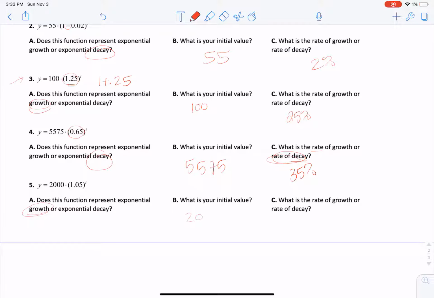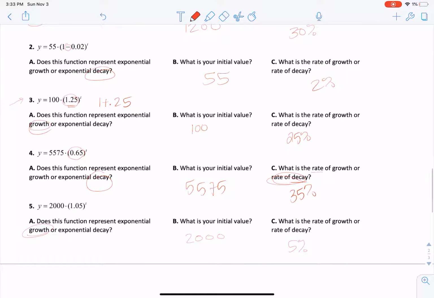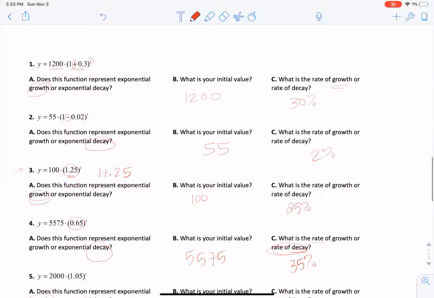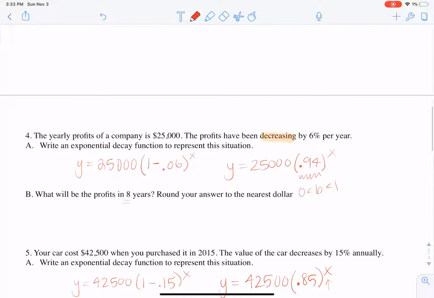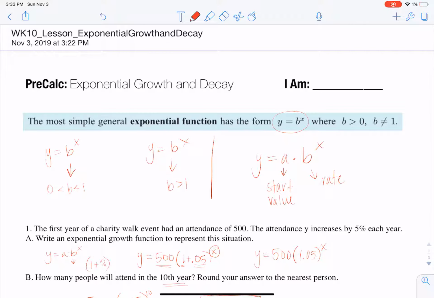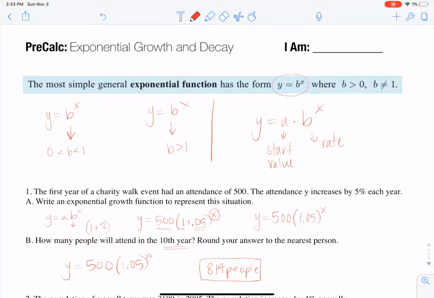My initial value is 2,000, and my growth rate is 5%. So just by looking at these equations, we can really get a lot of information from them immediately. So these are sort of some great examples of problems that represent exponential growth and exponential decay.